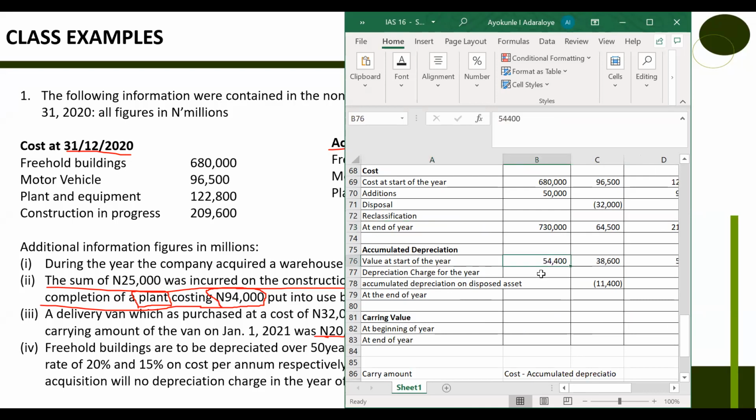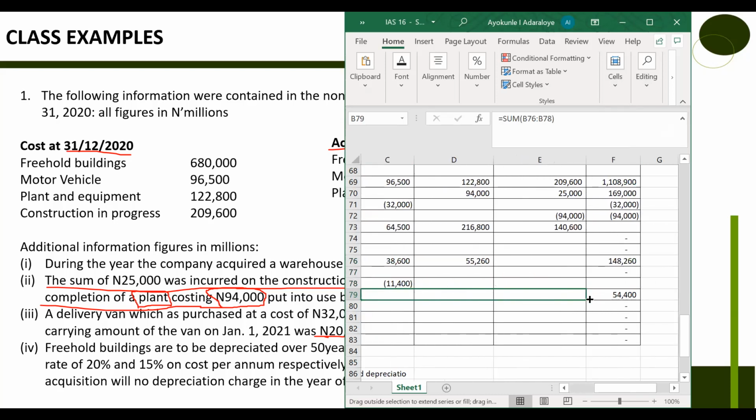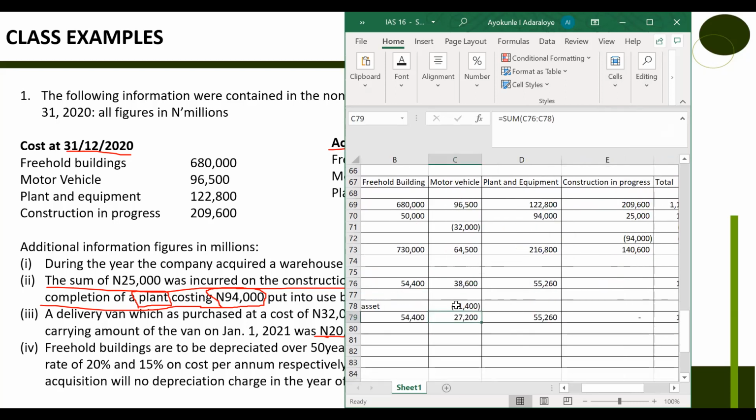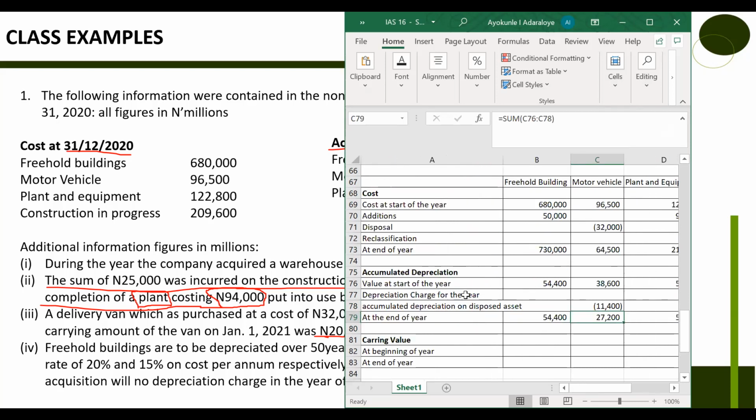Our value for depreciation will do the same thing. We sum up everything. We have not calculated the depreciation charge, but once we do, it will sum there. Under motor vehicle, remember the one we removed, the accumulated depreciation. We can't keep the accumulated depreciation when we have disposed of the vehicle, so we remove it and continue with the remaining assets. We have not put in the depreciation charge for the year. I'm only using this to explain, but let me bold this part because we're going to use it later.